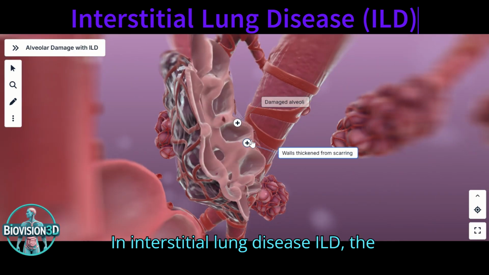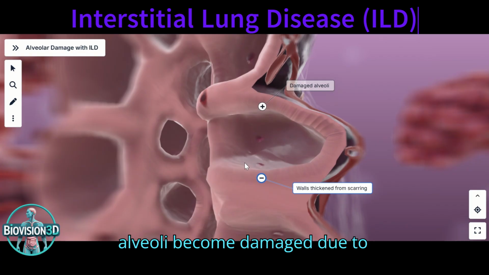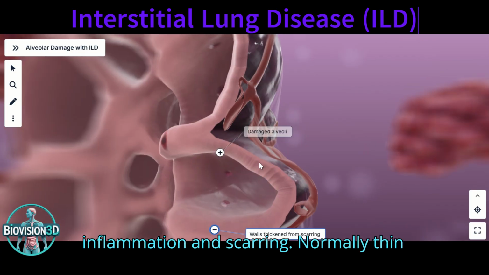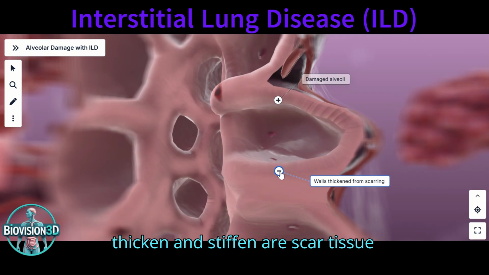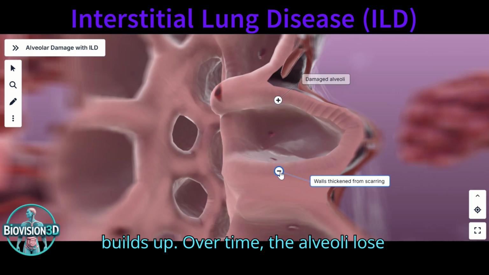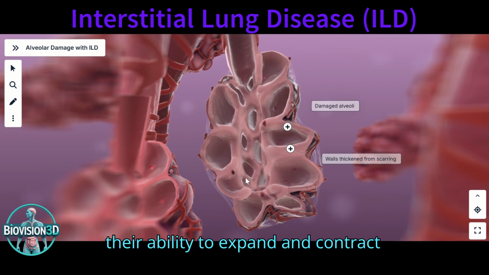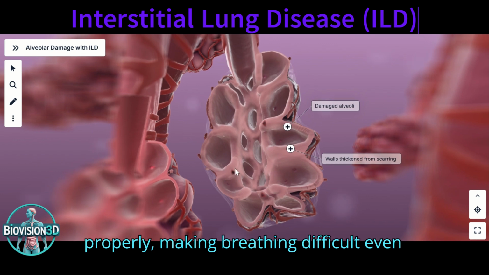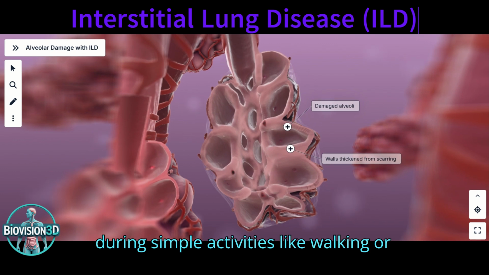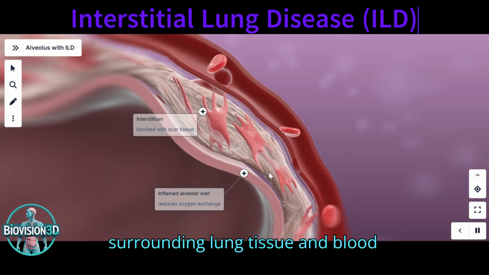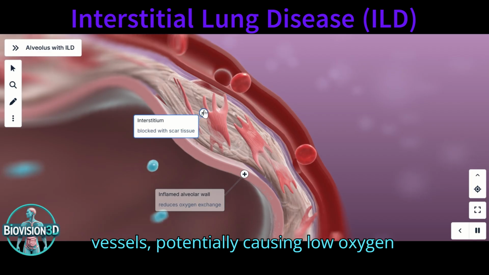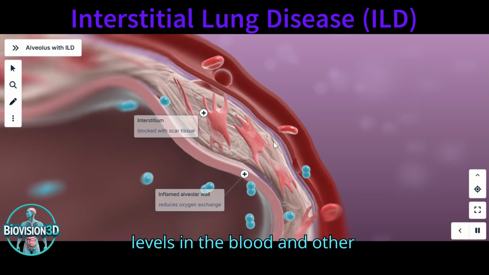In interstitial lung disease, ILD, the alveoli become damaged due to inflammation and scarring. Normally thin and flexible, the walls of the alveoli thicken and stiffen as scar tissue builds up. Over time, the alveoli lose their ability to expand and contract properly, making breathing difficult, even during simple activities like walking or talking. The scarring can also affect surrounding lung tissue and blood vessels, potentially causing low oxygen levels in the blood and other complications.